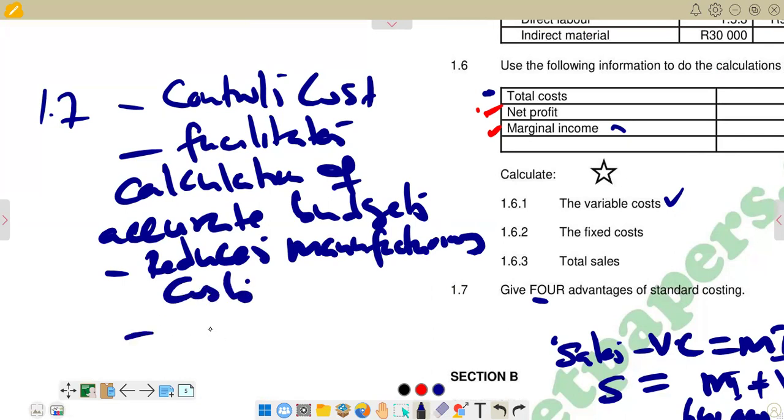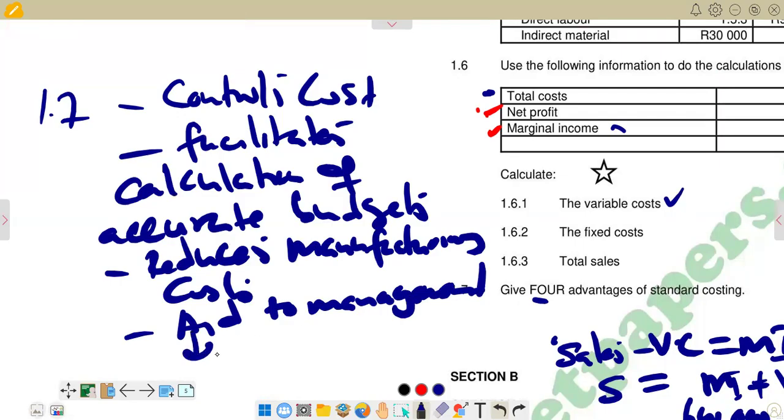And the last one, it's an aid to management decision making. It makes decision making simple. Aid to management decision making. So these are the advantages that we have in terms of standard costing.